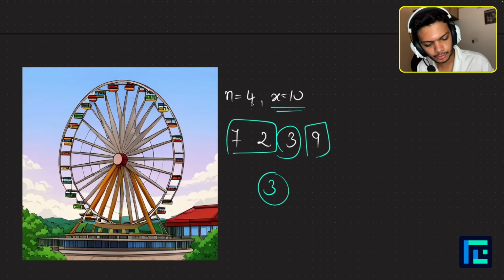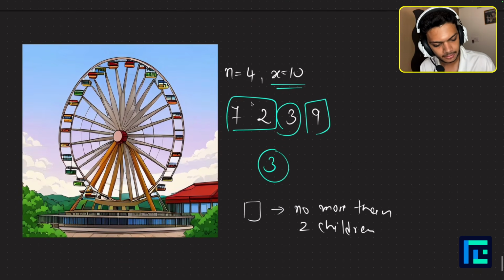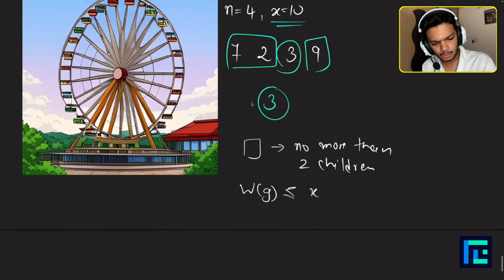To summarize the question, a gondola cannot have more than 2 children, so a gondola can accommodate at most 2 children, and the weight of a gondola cannot exceed x. The maximum weight allowed for a gondola is x. If there is one child, that child's weight will definitely be less than or equal to x by the constraints, but if there are 2 children, their total weight cannot exceed x. So how do you approach this question then?